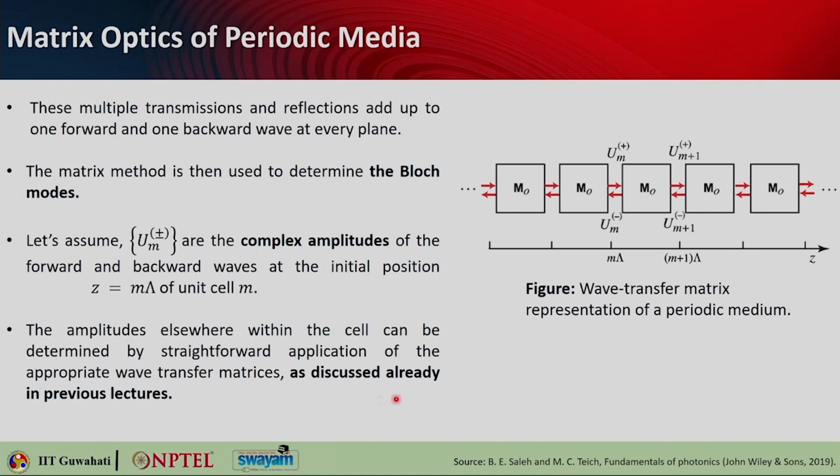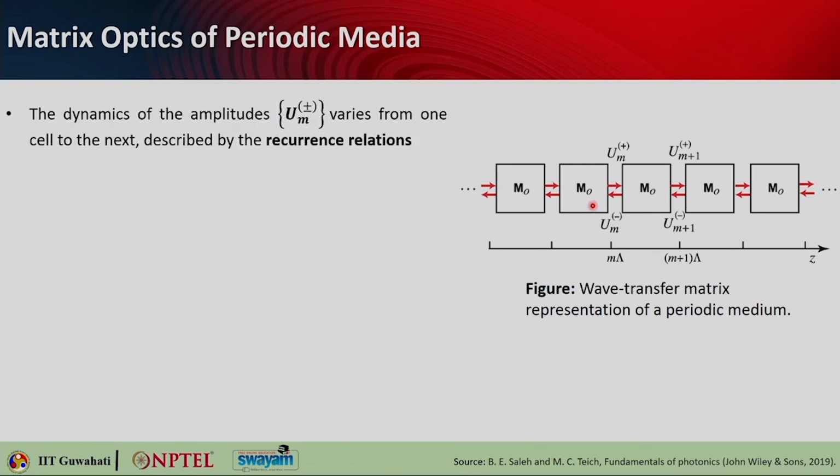So, we have seen this already, that if you know the amplitude at one position, you can add that phase and you can get the amplitude at any other location. Now, the dynamics of the amplitude varies from one cell to another, which is described by the recurrence relation. That means the amplitudes plus and minus will vary from one cell to another, but in a repeated pattern. So, what is that pattern? It is like this.